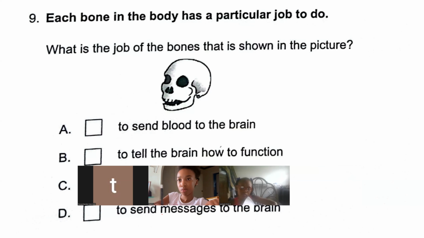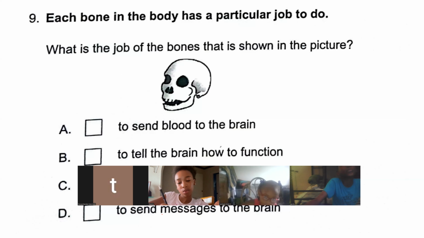Yes, sir. All right, can you read number 9, please? Each bone in the body has a particular job to do. What is the job of the bones that is shown in the picture?